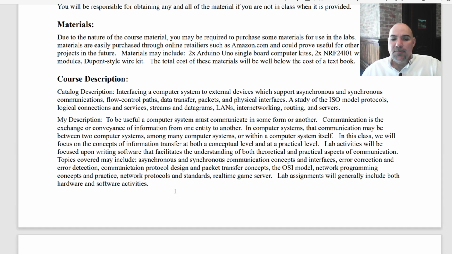Notice toward the end of that, there's something in my description that isn't in the materials or in the course description up above, the catalog one, and that is real-time game server concepts. And even if you're a CET major, that's going to be useful for you to have exposure to, because a real-time server doesn't necessarily just have to be for a game. It could be for anything. It could be for a streaming video service. It could be for an industrial control system that needs to stream out sensor data. So that is going to be there. And you're not going to have to know graphics or anything like that, so don't be too worried about that. Lab assignments will generally include both hardware and software activities.